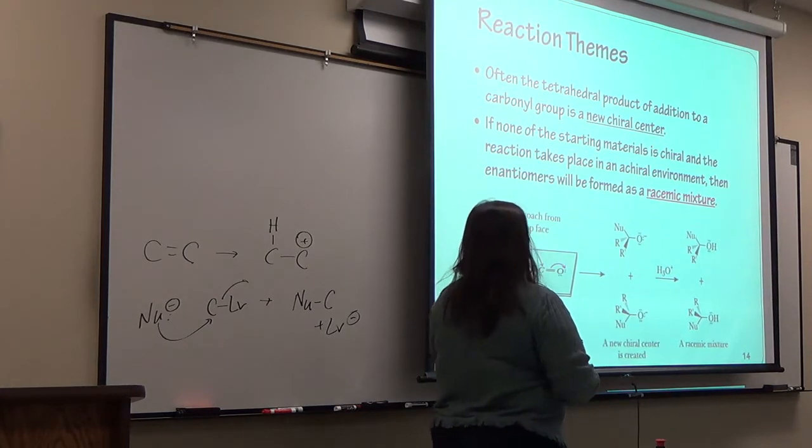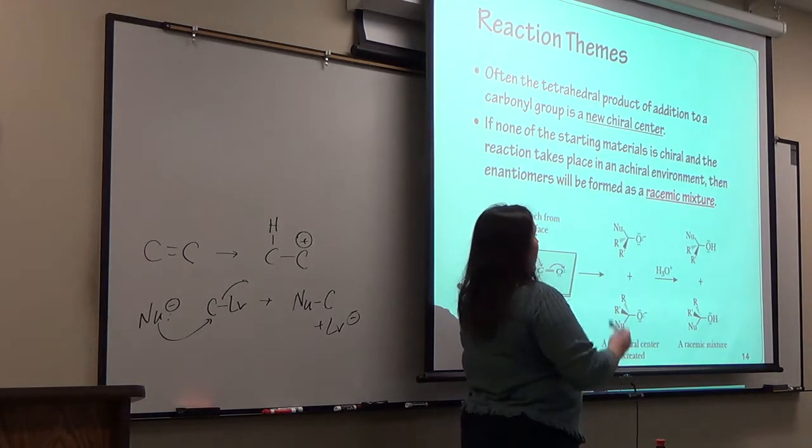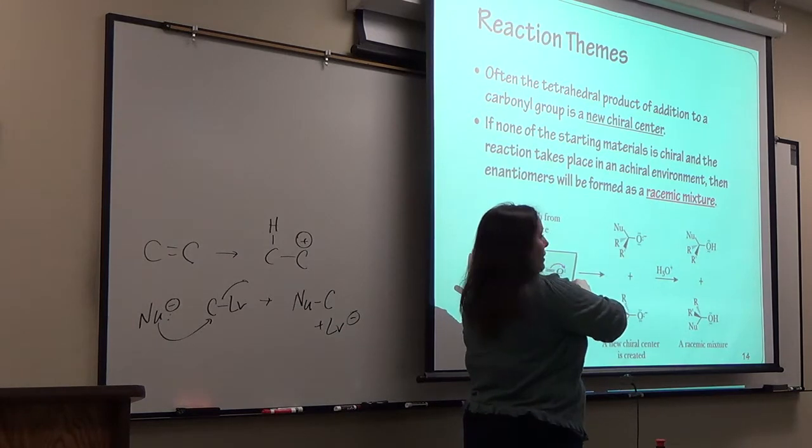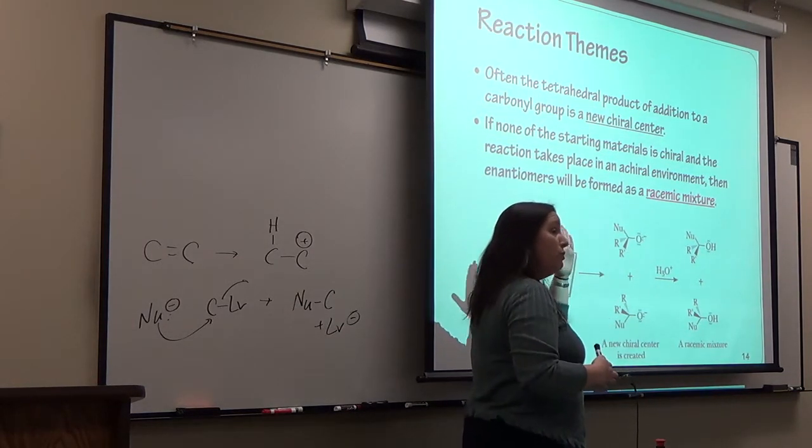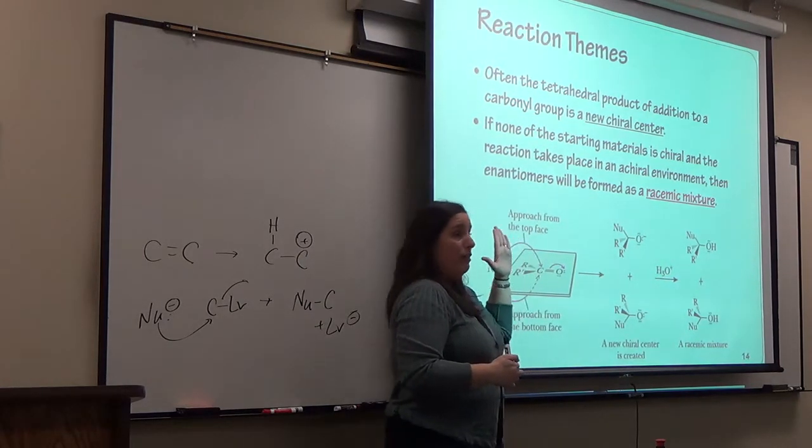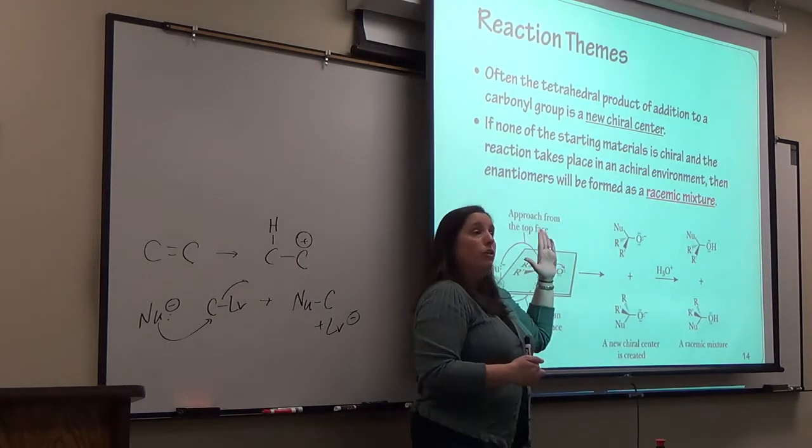So remember with the planar, that means that if the nucleophile comes in, it can attack over here, or it can attack over here. There's no preference between either side. Remember that from chapter 3? And so what happens when there is no preference?